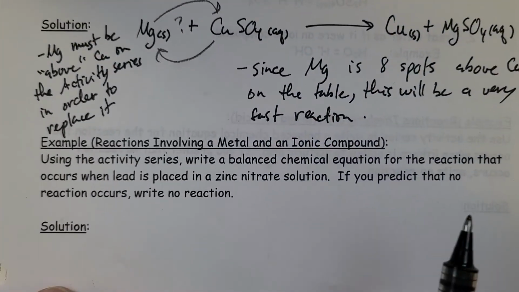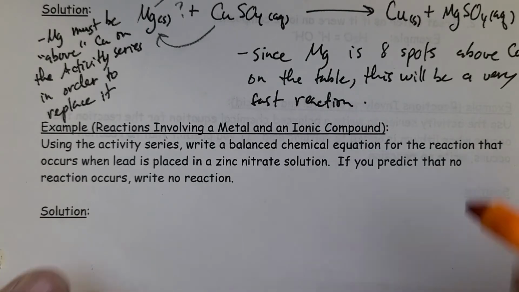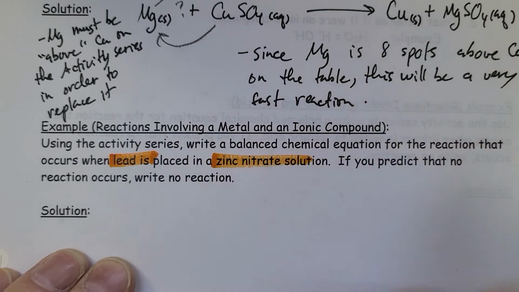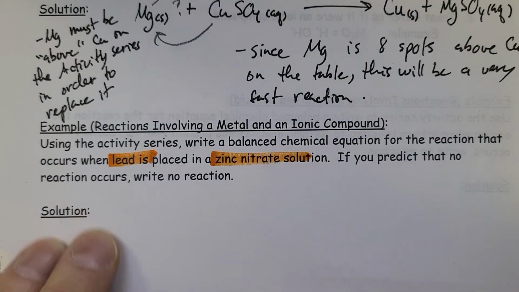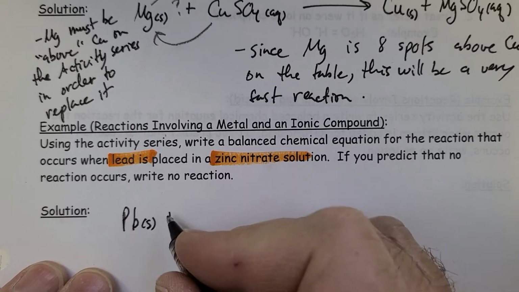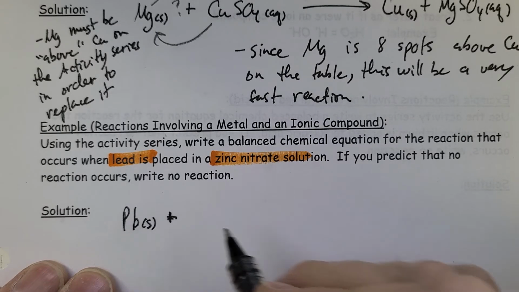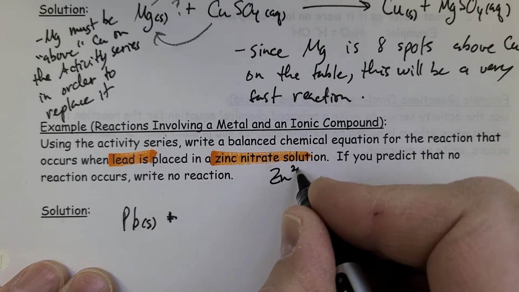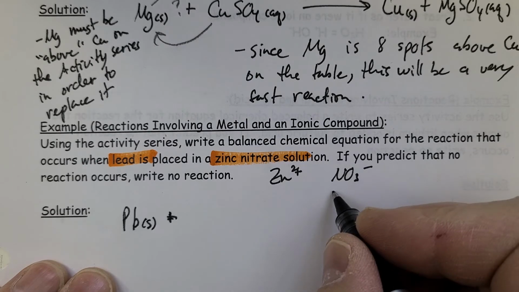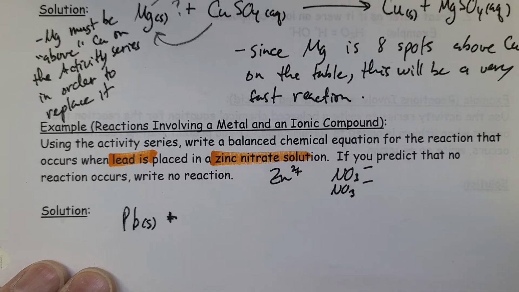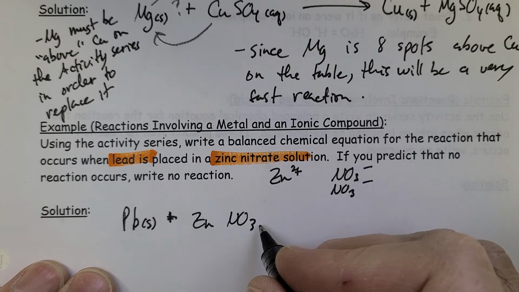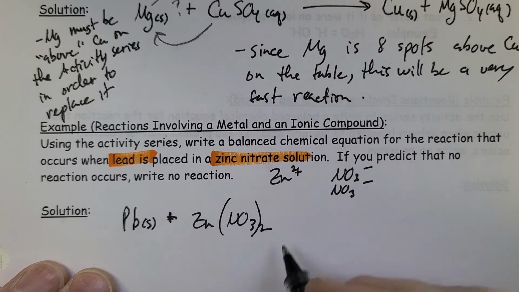All right, let's look at this one. Using the activity series, write a balanced chemical equation that occurs when lead is placed in zinc nitrate. Okay, so lead, Pb, just lead by itself. It says Pb, so we just write Pb with a little s designator, meaning solid. And zinc, if we look on the periodic table, we'll see it's 2+. Nitrate is 1 negative, so yes, we'll have to have 2 of those nitrates. So zinc nitrate, but we have to have 2 nitrates, so of course that's where we use the brackets.